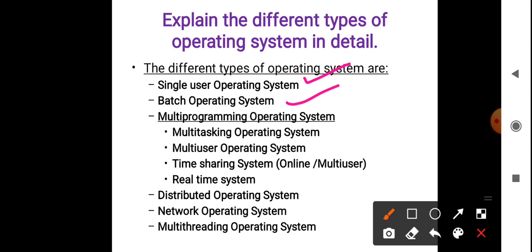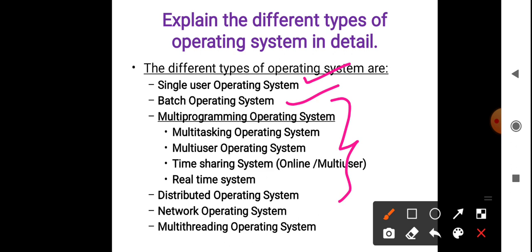Next, in the multi-programming operating system, we have 4 types. One is multitasking. Multitasking means here we will have more than 2 tasks. Multi-user means the same terminal and same computer will be there, but you will have different users. Time sharing means here we will be allocating the programs based on certain time slots. Real-time operating system means a quick response to events will be there.